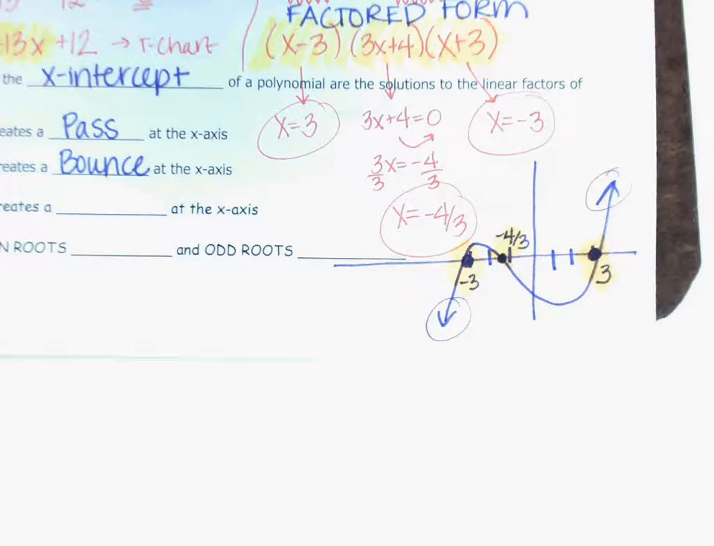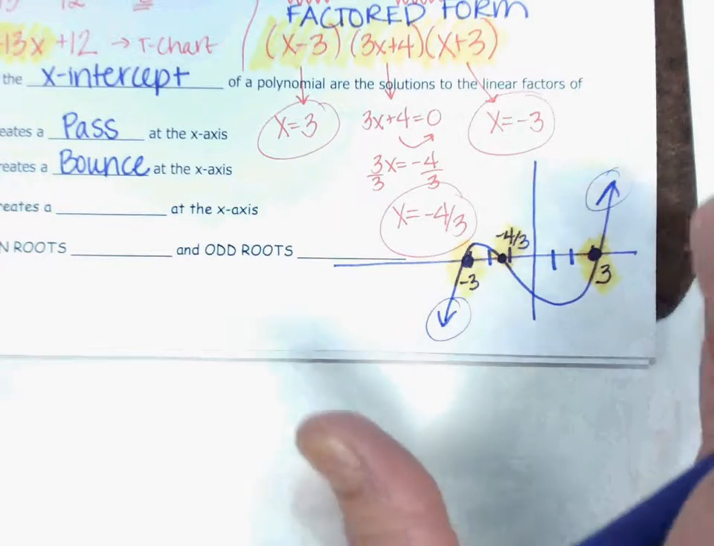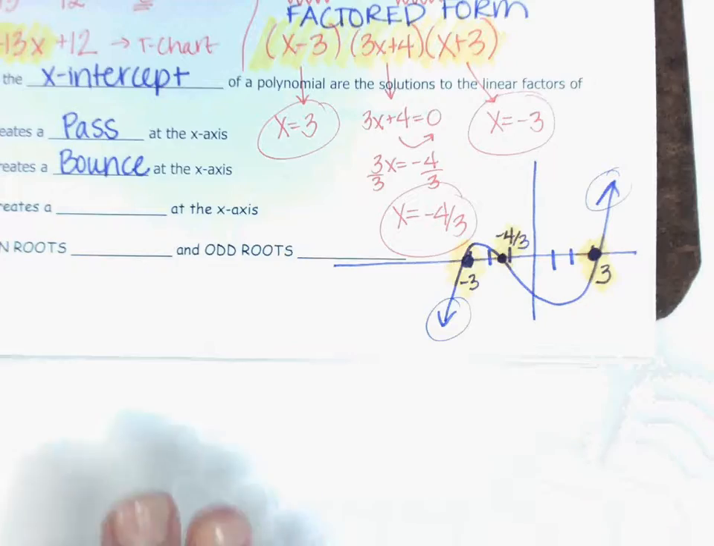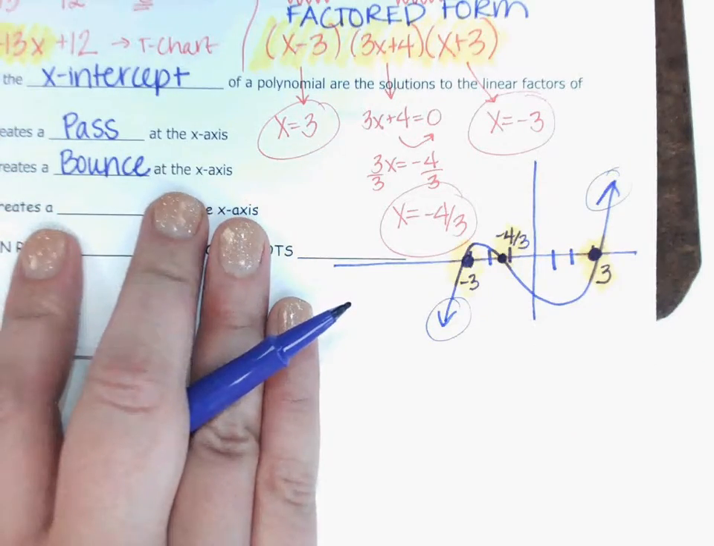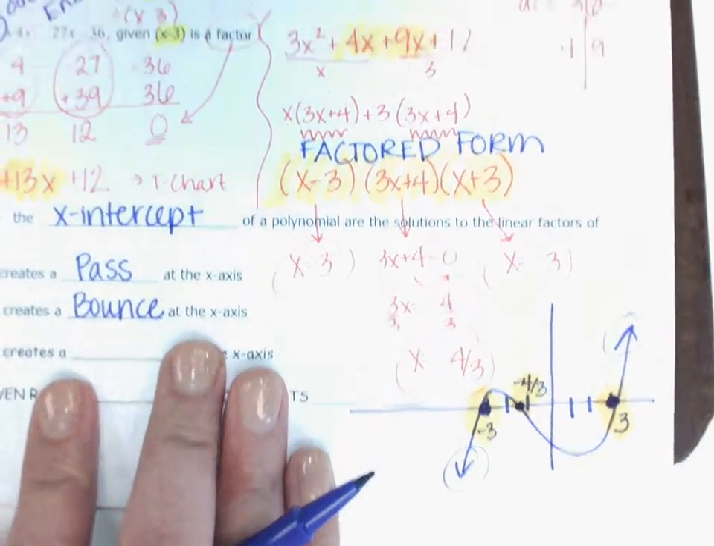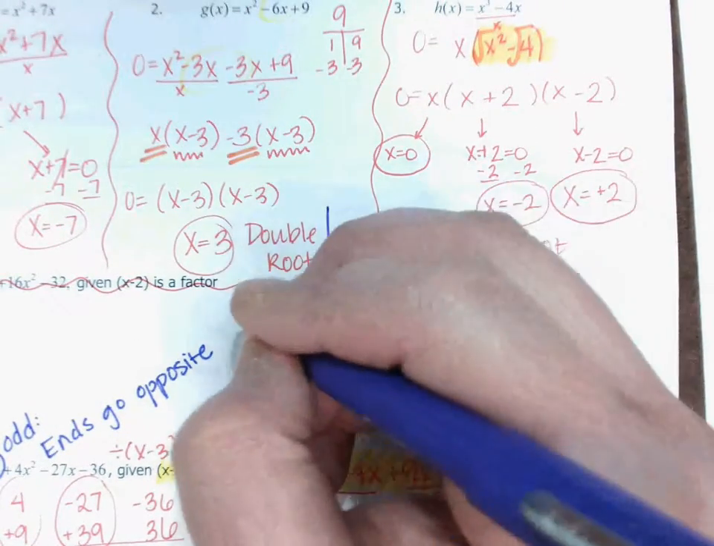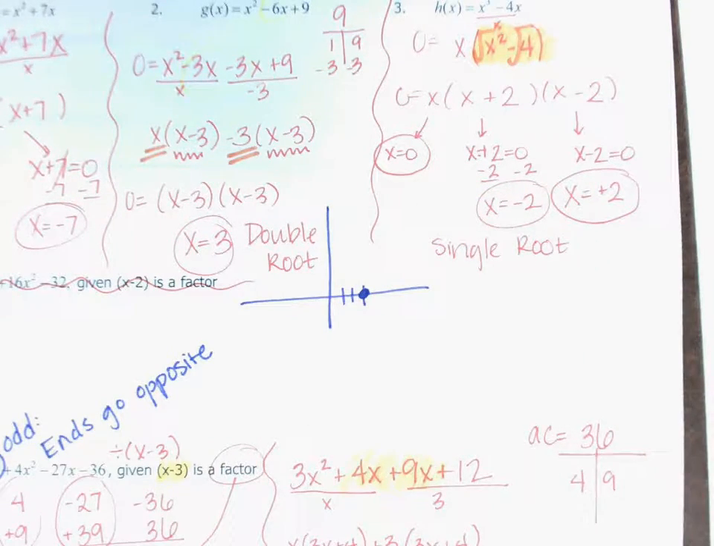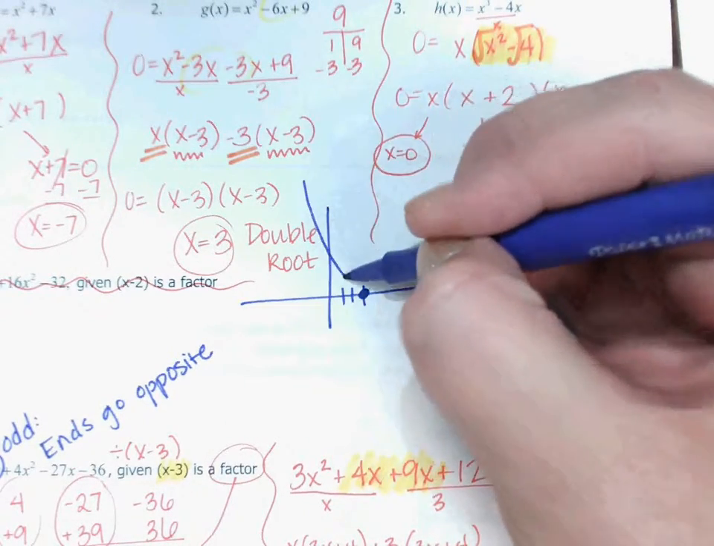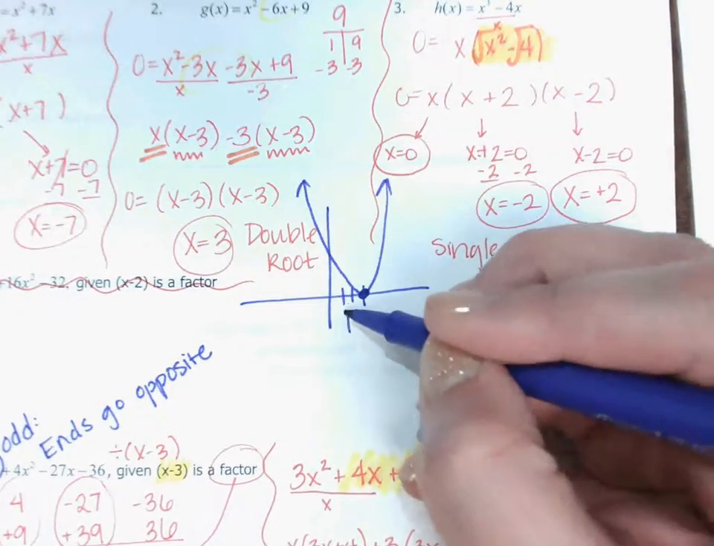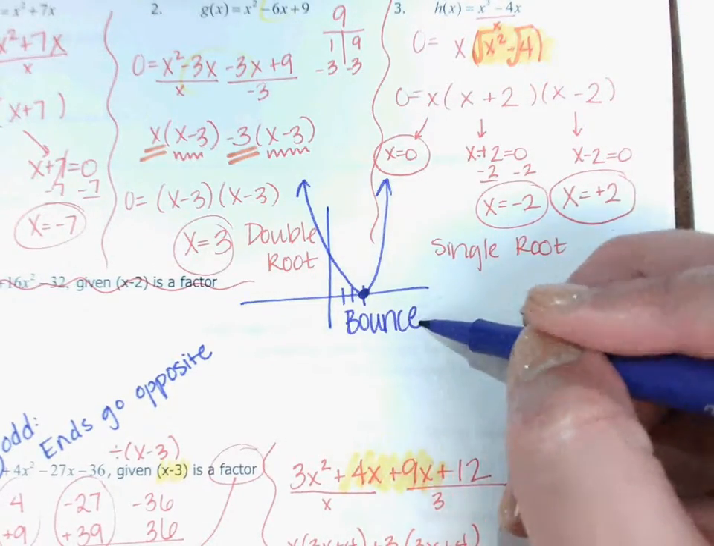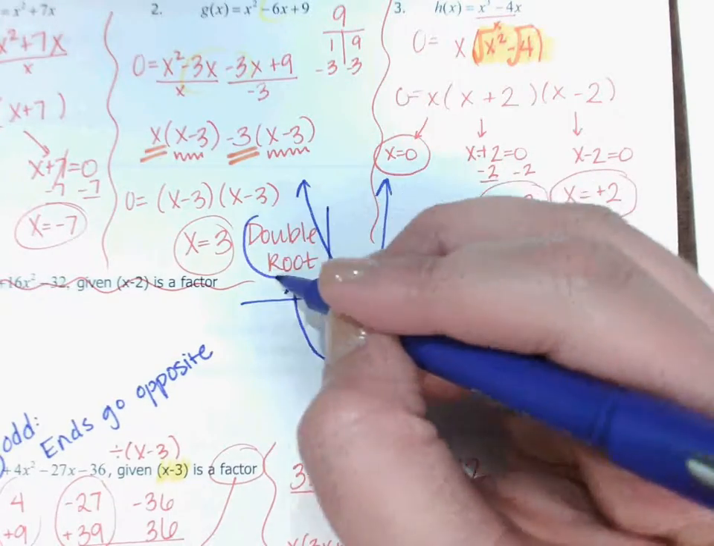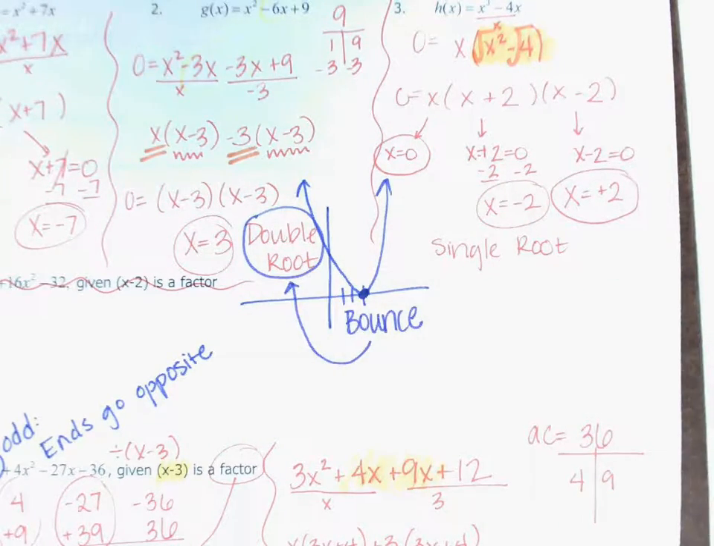Okay? Now I'm going to show you a graph of a bounce just so that you can kind of get the idea. Go up to number 2. Remember how it had a double root? Okay, so come up to number 2. A double root looks like this. 1, 2, 3, put a dot. That's the only number it can cross at. So a bounce is going to be when it goes like that. That's a bounce. And the reason that it bounced is because it was a double. If it wasn't a double, it would have passed through the x-axis.